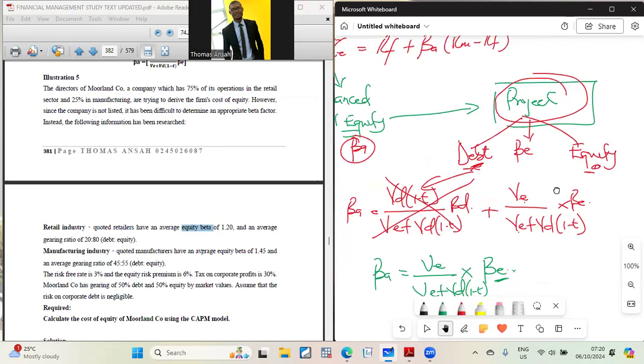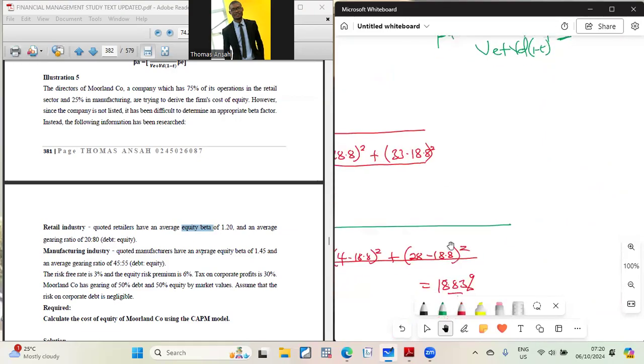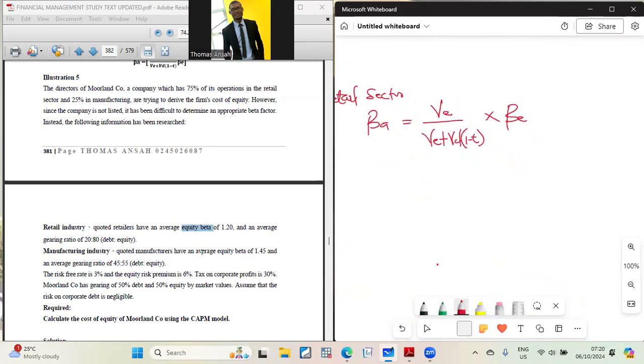So equity beta. These are your betas. Equity beta is what? Beta E. All right, so that is what you need to understand. Okay, so let's slot it in and find our figures. So if beta E is given, then what is this? It says that the value of the company, the average gearing ratio is this.